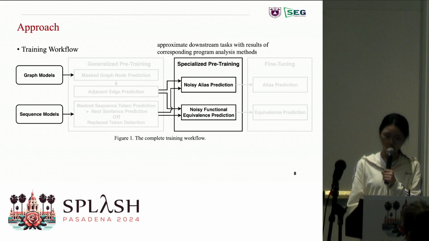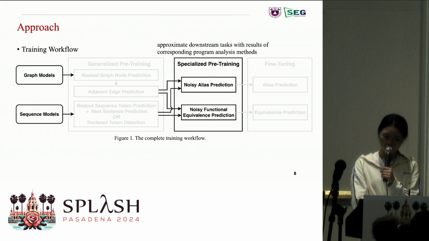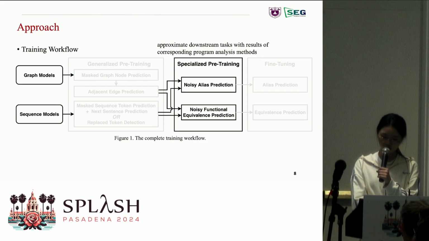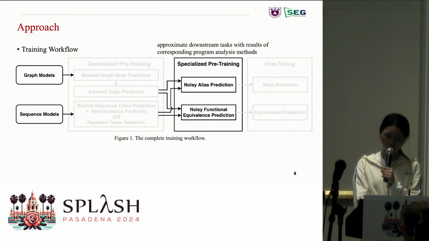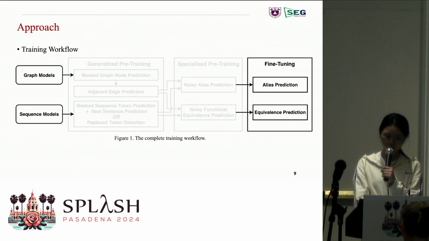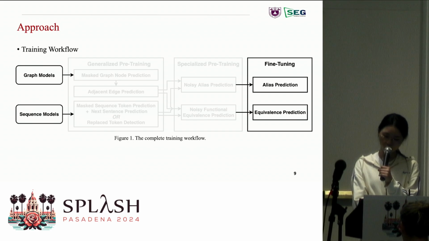For alias prediction, we propose a task called noisy alias prediction. In this stage, models first learn a precise decision boundary between must and must not alias, and subsequently learn a rough boundary between must and may, must not and may. For equivalence prediction, we design noisy functional equivalence prediction. Models predict whether two given programs have the same input-output pair and learn the coarse separation of programs with respect to functional equivalence. After the generalized pre-training and specialized pre-training, models undergo the fine-tuning stage. The tasks are alias prediction and equivalence prediction. Only ground truth data is used in this stage, and the aforementioned coarse boundaries are refined.